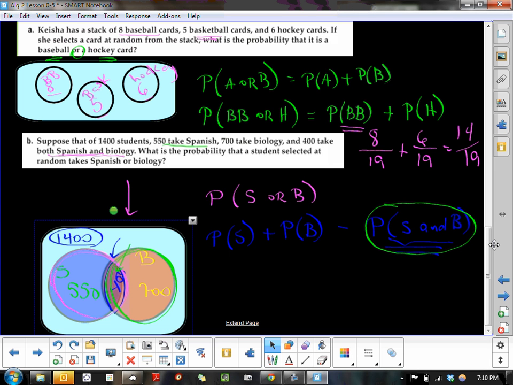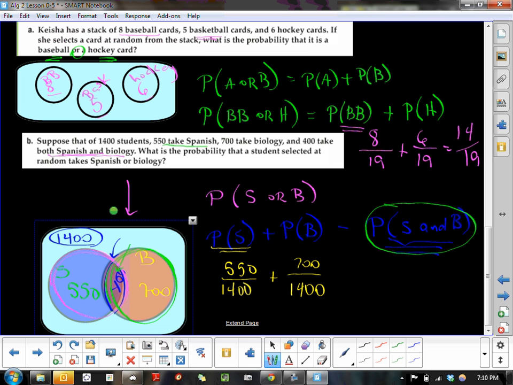So what are we going to end up working with? What's the probability that a student takes Spanish? Well, of our 1,400 students in our universe, that's our number of possible outcomes. The probability of getting a favorable outcome being a Spanish student is 550, plus the probability of getting a biology student. There's 700 favorable outcomes of biology students out of the 1,400 total students that are possible to select. And then we want to subtract that overlap, where there are 400 of those students that are in both biology and Spanish. So that's 400 out of 1,400.